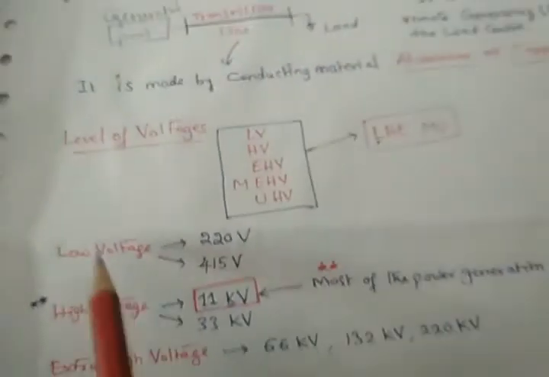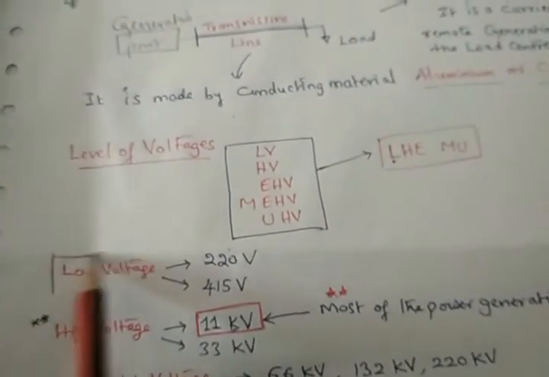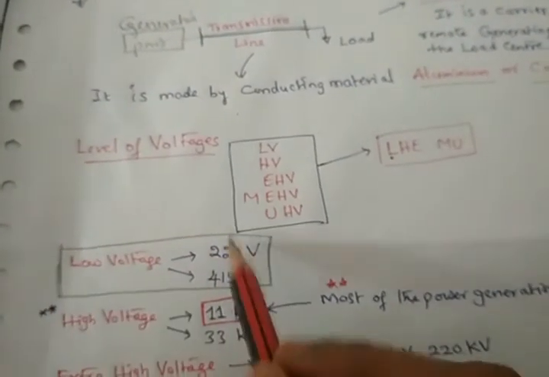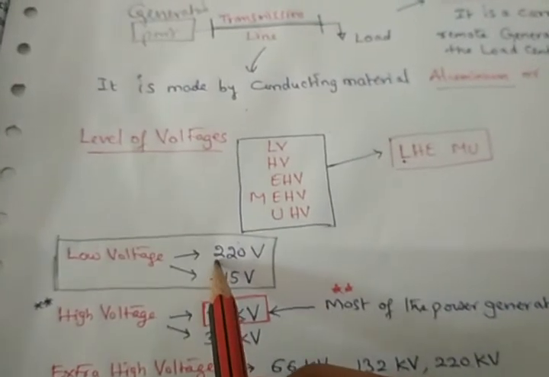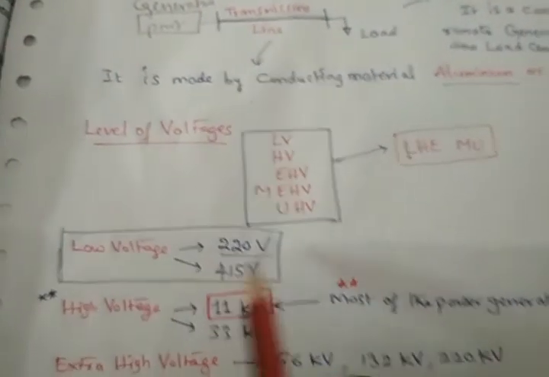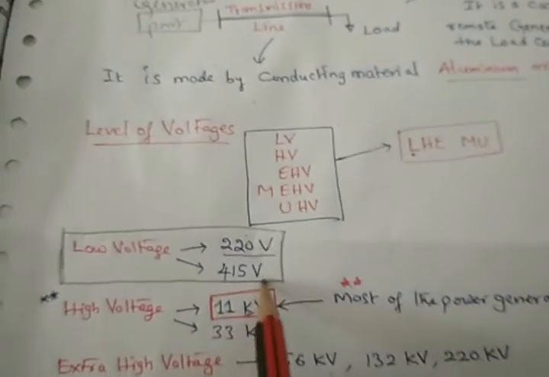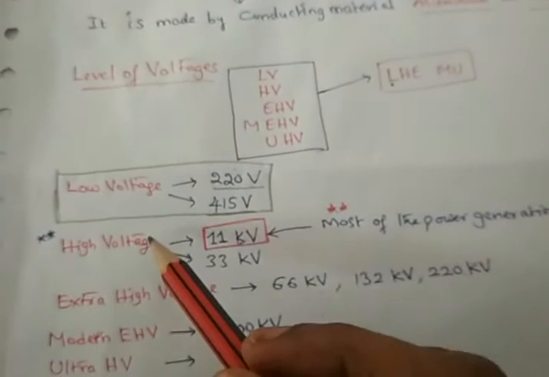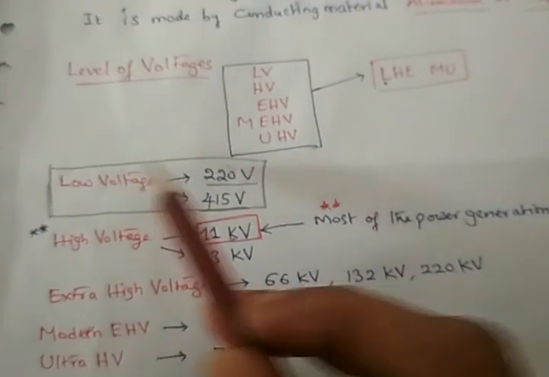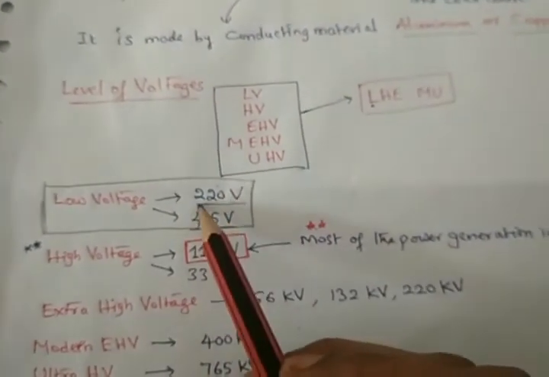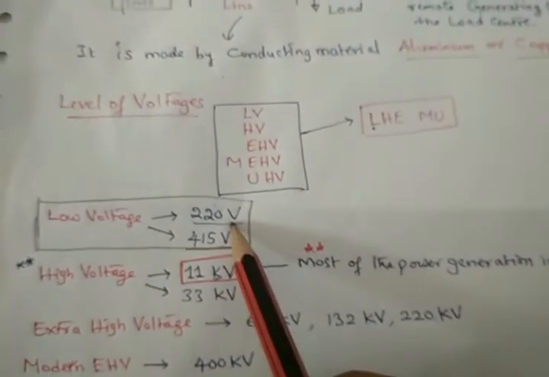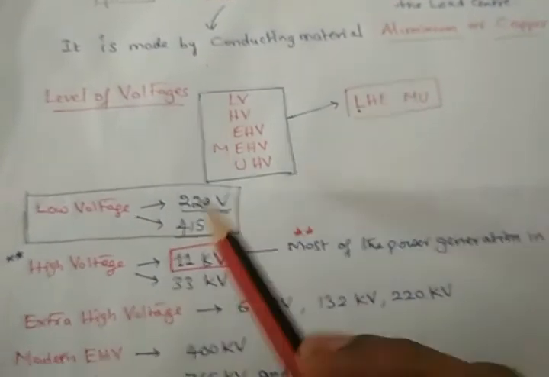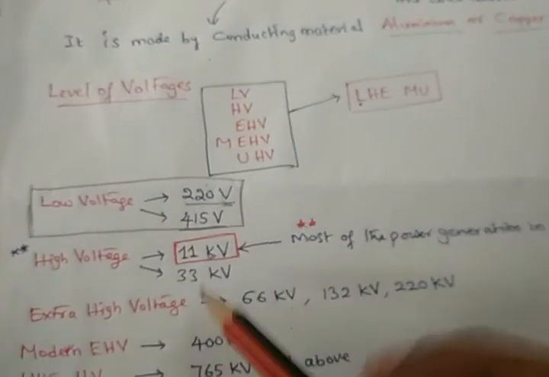Okay, now here the voltage level which is LV is the voltages which is under 220 volts and 415 volts. Now basically what is the difference between the other voltage levels and low voltage means here the values of voltages will be in volts, just volts. Here it is 220 volts, 415 volts, but the other voltage levels will be different.